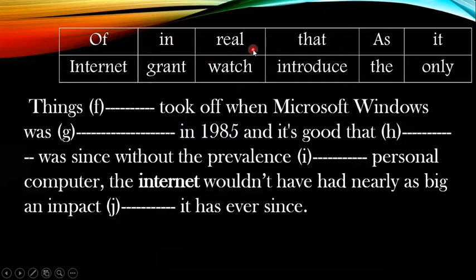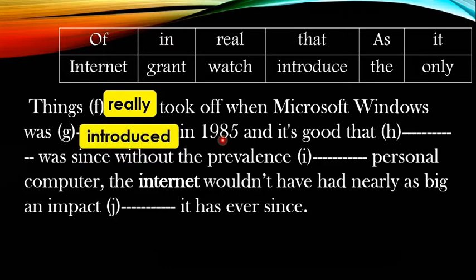And I think real is the appropriate one. Things really took off. How did it take off? Really took off. So real has been changed into really in an adverb form. When Microsoft Windows was dash in 1985, we all know Microsoft Windows was introduced or brought to access to common people in 1985. So our appropriate option is introduced in 1985.